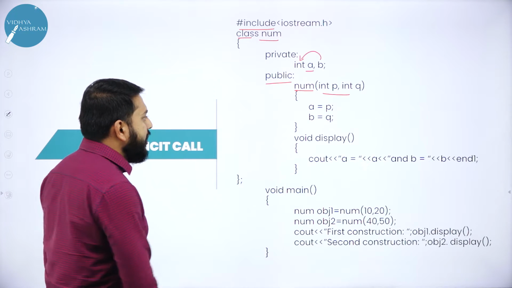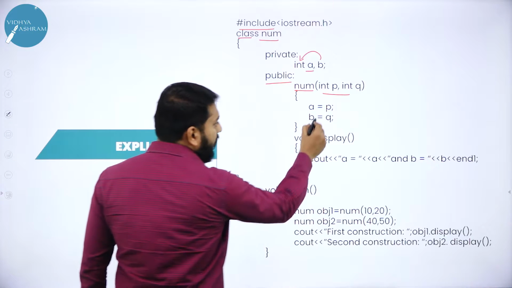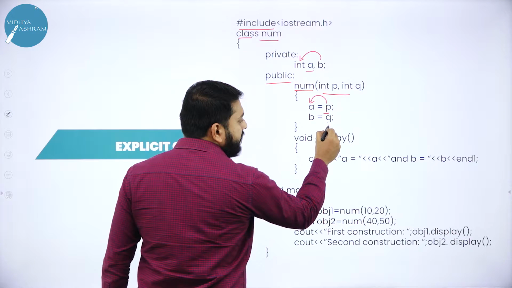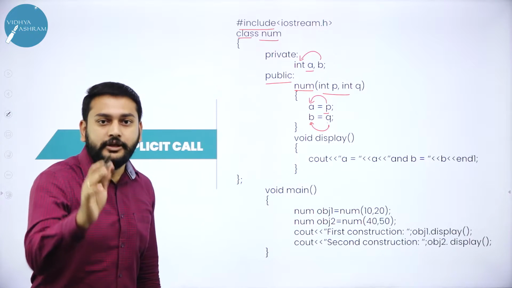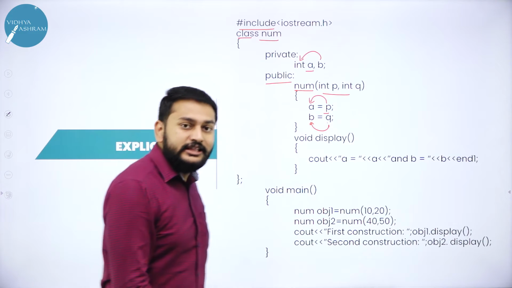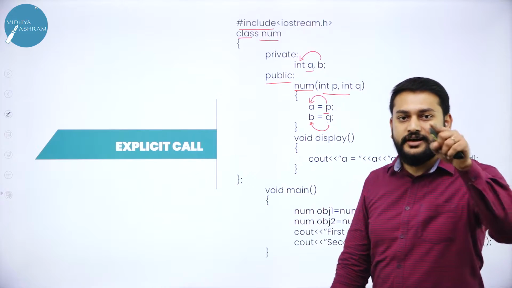So fine. I have A and B. What is the value of A? Whatever value I have in P, I will assign it to A. Whatever value I have in Q, I will assign it to B. That is what I will do inside this constructor. I will assign the values to the variables. That is what I am trying to do inside the constructor.